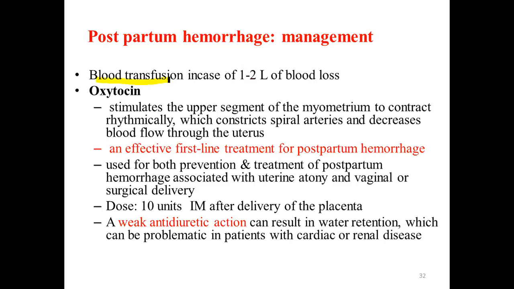However, oxytocin can be used for prevention as well as for treatment. It is an effective first-line treatment for postpartum hemorrhage. Remember, oxytocin can constrict the blood vessels, and it can even prevent blood flow to the uterus. This one is the most common. Then what dose of oxytocin can be used? 10 units IM after delivery of the placenta. So immediately after delivery, we are supposed to give 10 units of oxytocin intramuscularly.